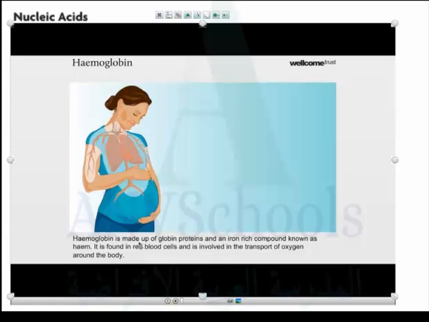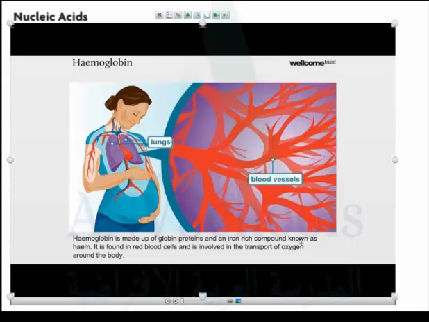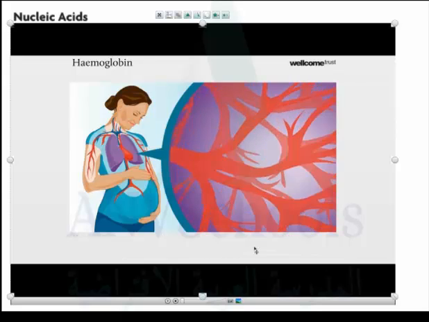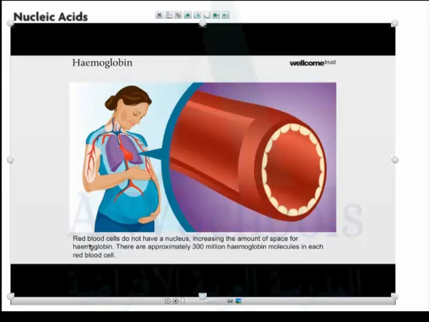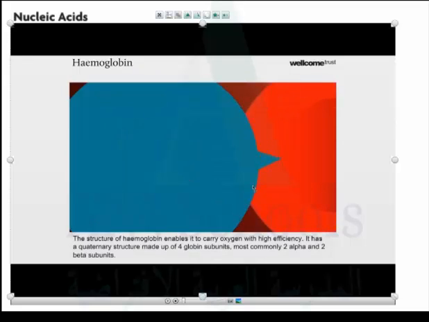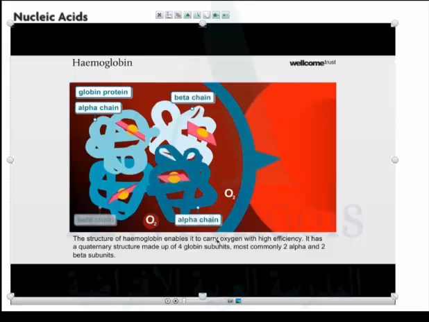So, hemoglobin is made of globin proteins and an iron-rich compound known as heme. It is found in red blood cells and is involved in the transportation of oxygen. Red blood cells do not have a nucleus, so this increases the amount of space for hemoglobin. There are approximately 3 million hemoglobin molecules in each red blood cell. So if we have one red blood cell, the structure of hemoglobin enables it to carry oxygen with high efficiency.